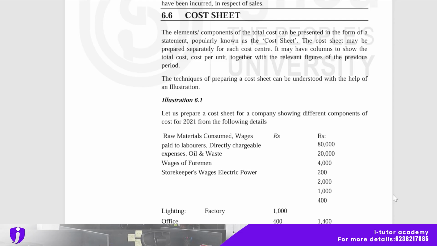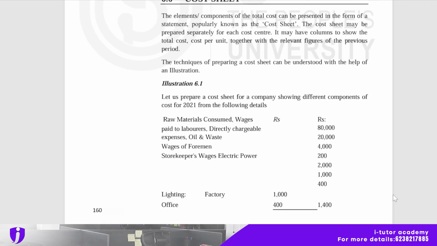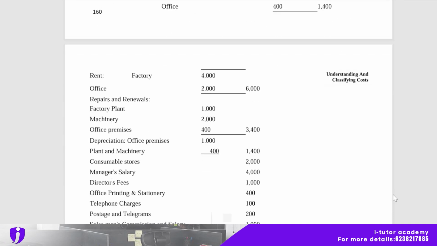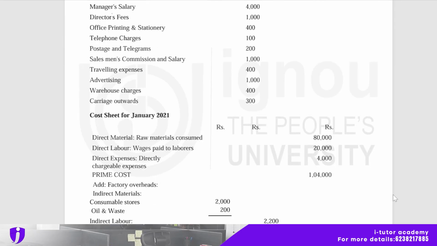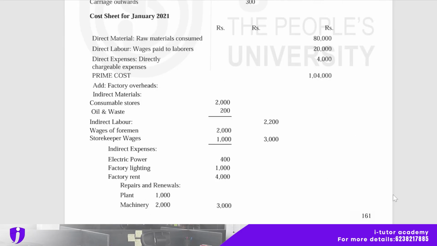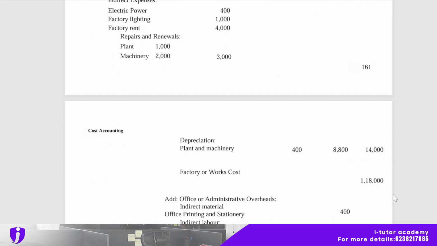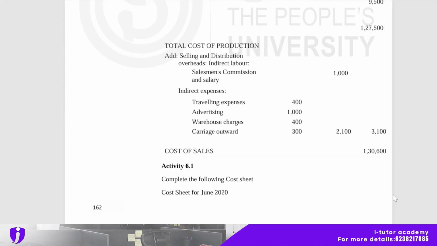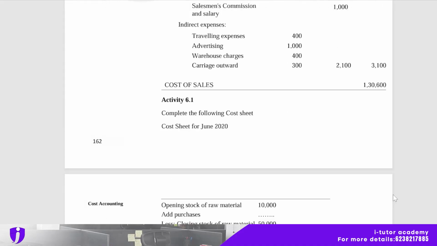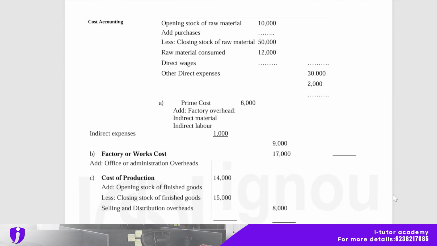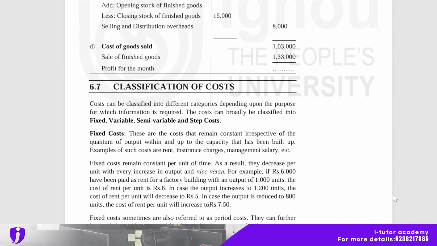The technique of preparing a cost sheet can be understood with the help of illustration. So here is the illustration of cost sheet. Illustration 1 is here. You just go through your IGNOU material for this, because it can't be explained; only through practice can you know this section. Total cost of production is there and the activity is there accordingly. So you just try to do that activity also, so it will be easier for you.